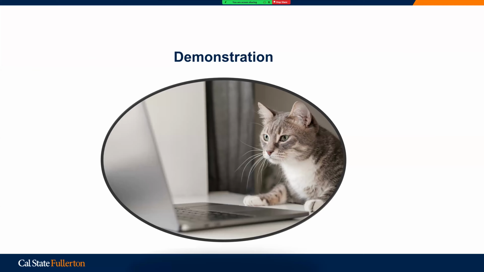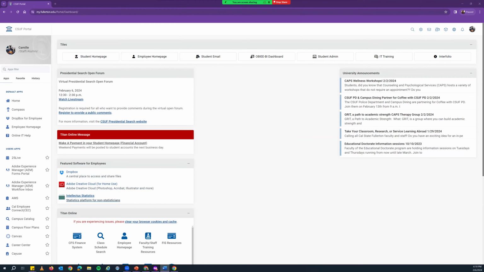All right, so now we can go into our demonstration. To access CHRS, you'll log into the campus portal and then select the Employee Homepage button in the Titan Online widget. So on my portal, I have it set up so I have the Employee Homepage tile up here for easy access.